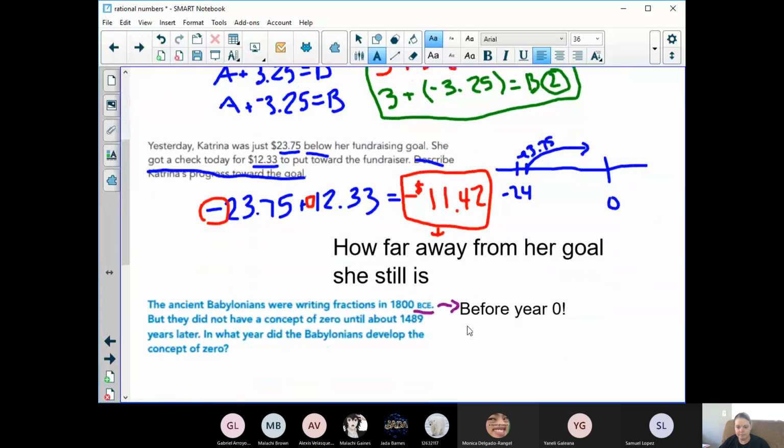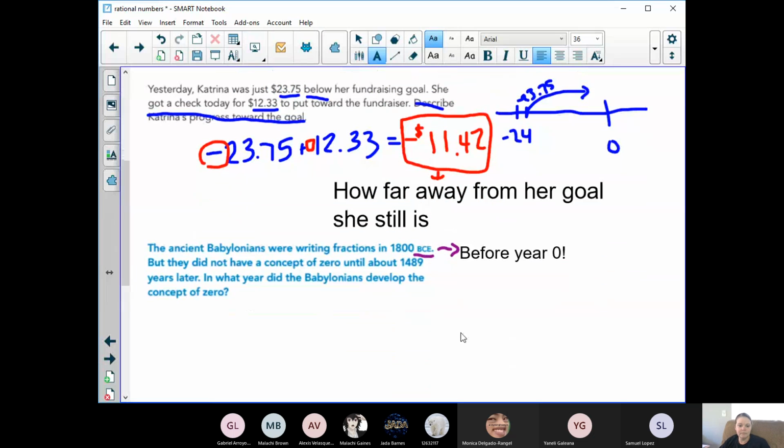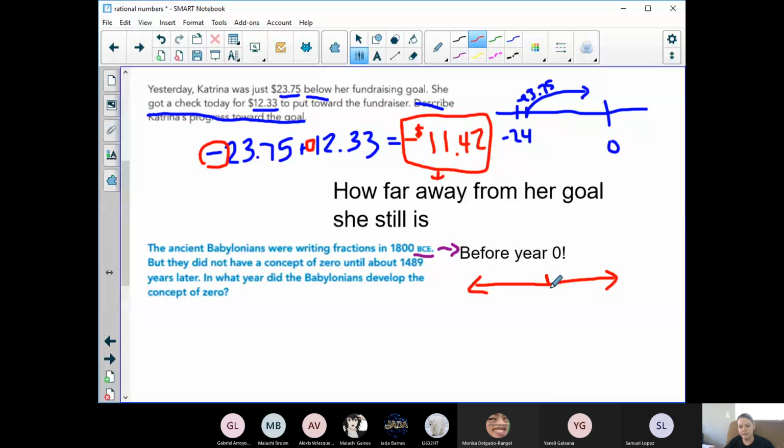All right, let's look at one more. The ancient Babylonians were writing fractions in 1800 BCE. And BCE, you should know from 6th grade social studies, means before year 0. Okay, so if it is before year 0, and I have my number line, here's 0, would BCE be on the left side or the right side of 0?